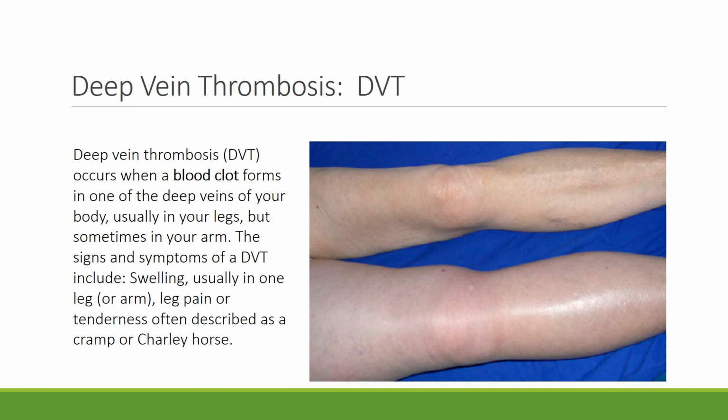Deep vein thrombosis, or DVT as it's abbreviated, occurs when a blood clot, also known as a thrombus, forms in one or more of the deep veins in your body, usually in your legs. Deep vein thrombosis can cause leg pain or leg swelling, but sometimes it occurs with no symptoms at all.